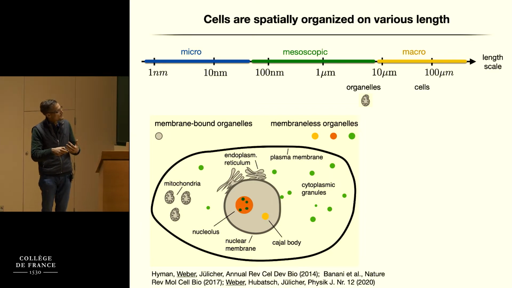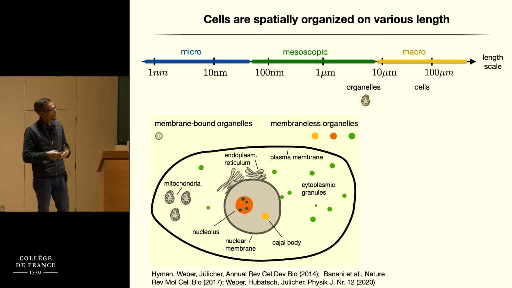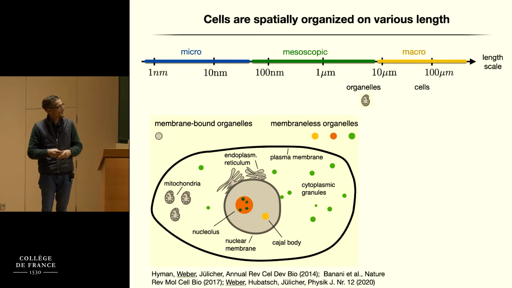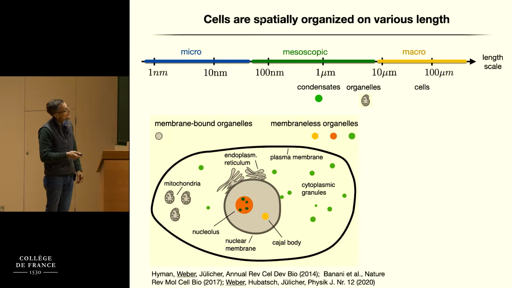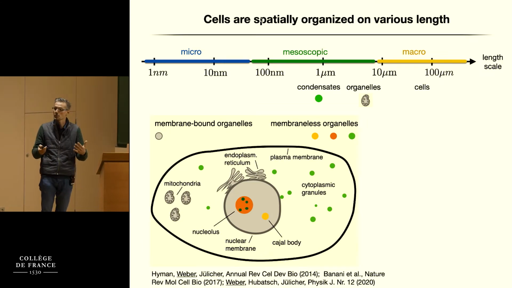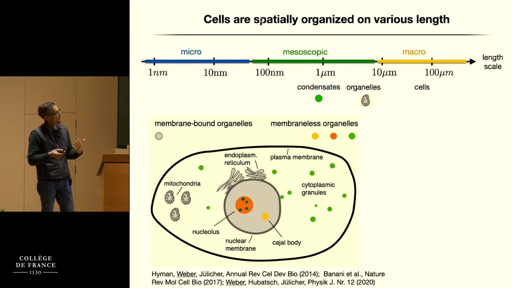But there are also these rounded objects that are called biomolecular condensates. You know why they're round? Jean-François told you, there's a surface tension on long time scales. They behave like liquids, or many of them do. And this is exactly another kind of important unit for how cells are spatially organized.